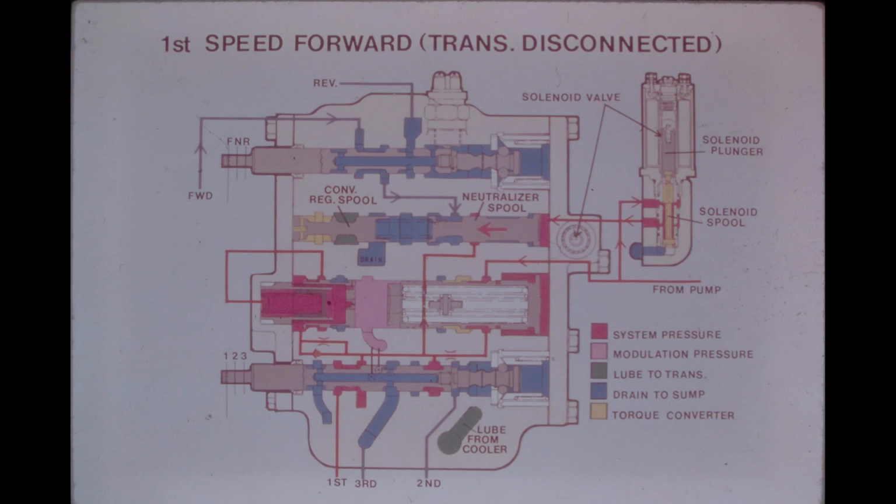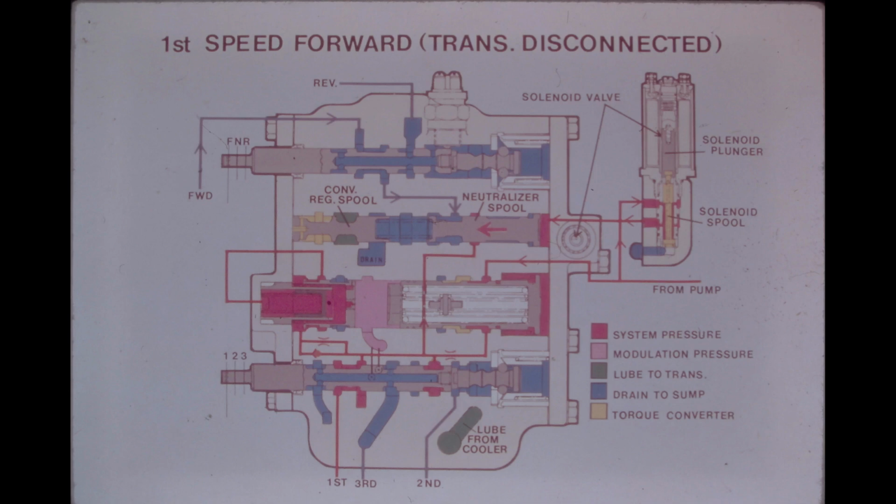The transmission control valve assembly also contains a disconnect circuit. The disconnect circuit consists of the solenoid valve mounted externally on the right side of the control valve and the neutralizer spool located in a bore of the transmission control valve. The illustration shows a cutaway view of the solenoid valve. It is shown separated from the control valve and rotated 90 degrees to a vertical position for better viewing.